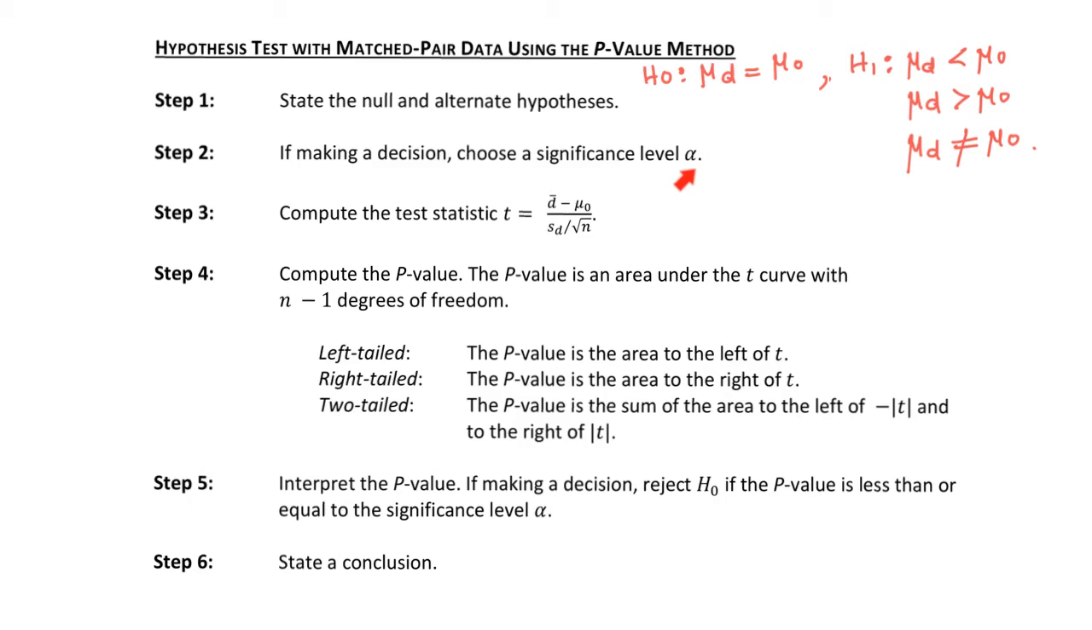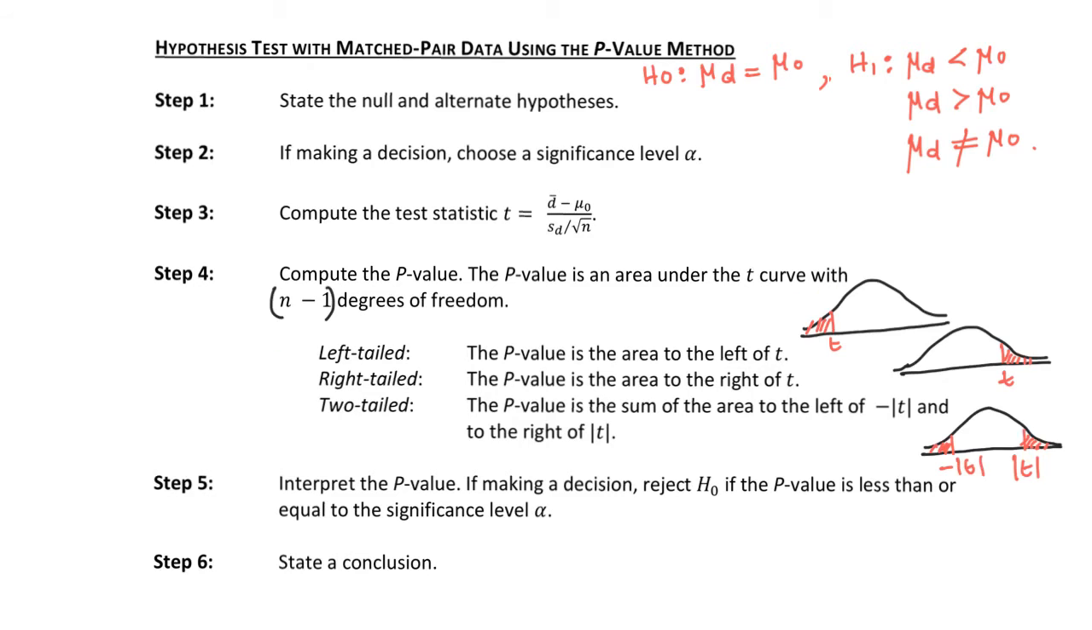Then choose a significance level alpha. Then compute the test statistic using this formula. Then compute the p-value. P-value is the area under the t-curve with n-1 degrees of freedom. If it is a left tail test, p-value is the area to the left of t. And if it is a right tail test, p-value is the area to the right of t. And if it is a two tail test, p-value is the sum of the area on these two tails.